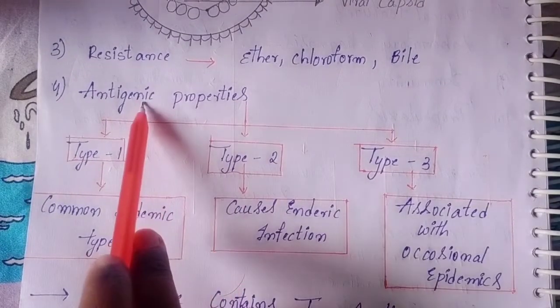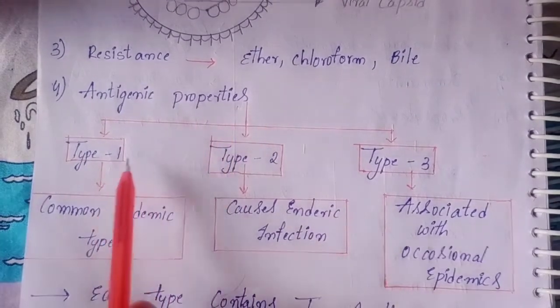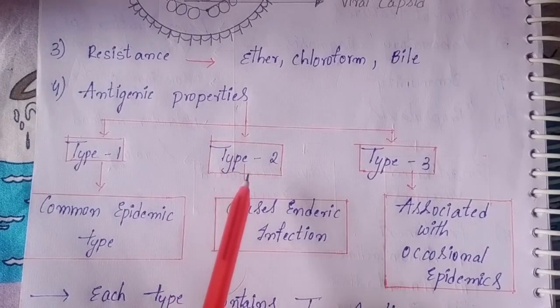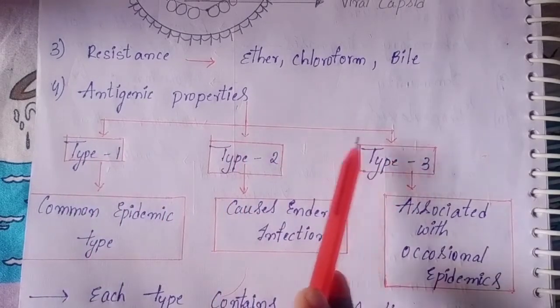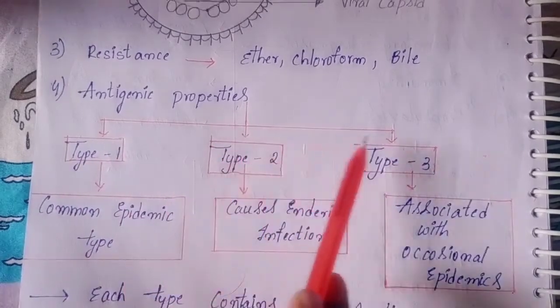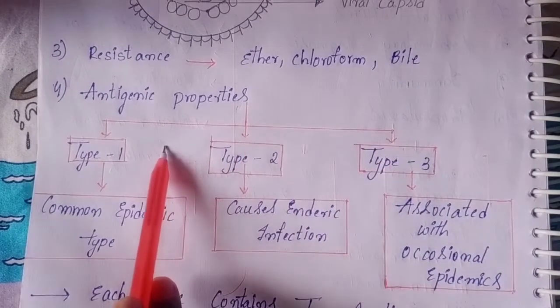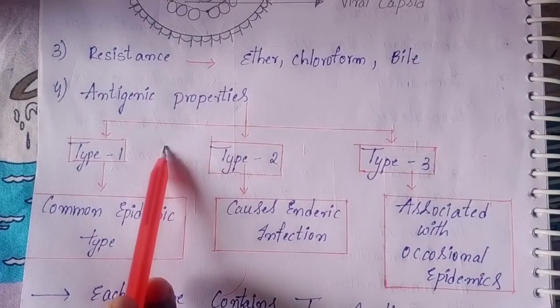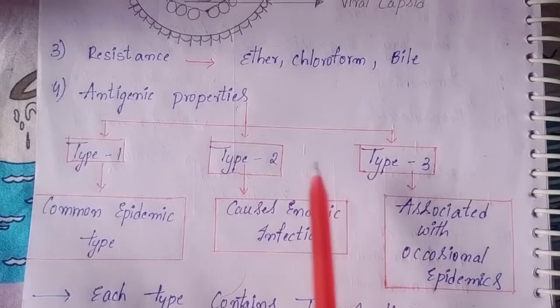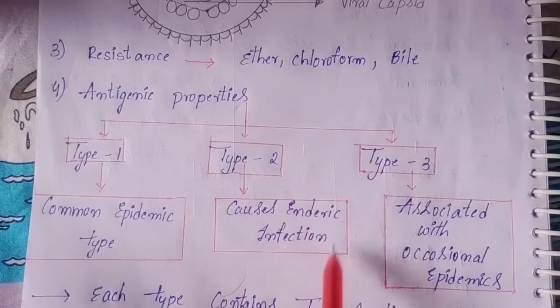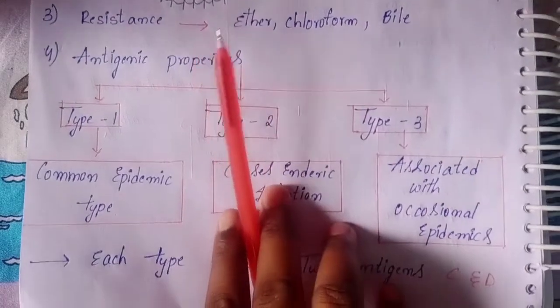Next one is antigenic properties. On the basis of neutralization test, the poliovirus strains have been classified into 3 types: Type 1, Type 2, Type 3. Type 1 is the most common and causes most epidemics. Each type contains 2 type specific antigens, C and D.